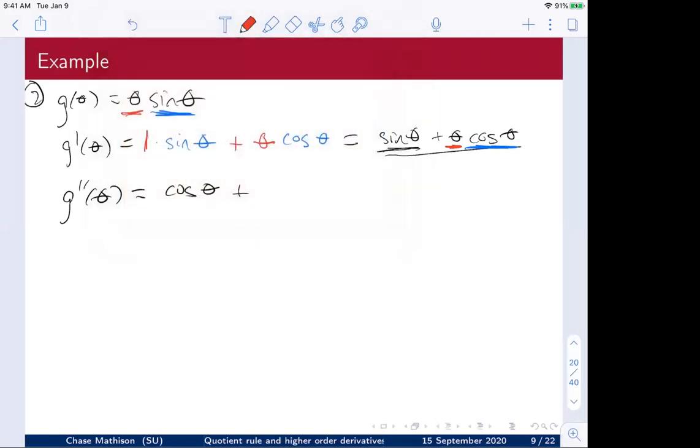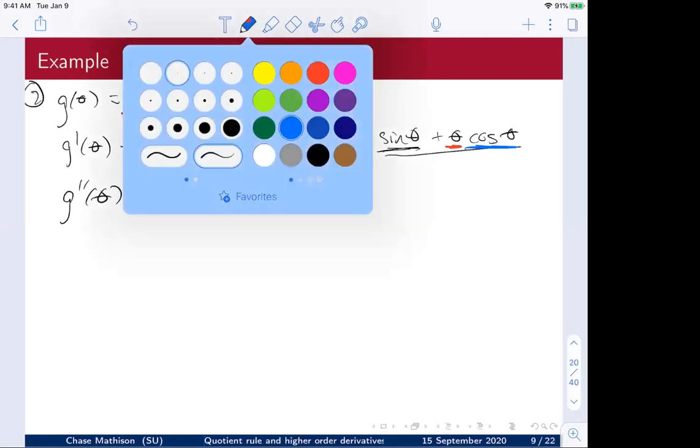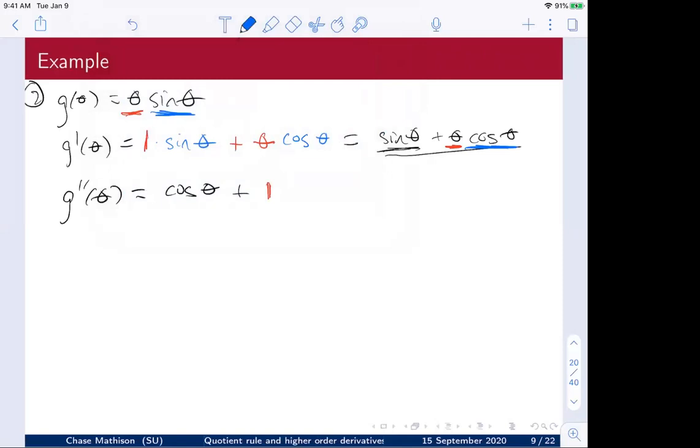Then product rule says take the derivative of the first function, the red function. So derivative of theta with respect to theta is just 1, right? 1. And then I'll leave the blue part alone. So 1 times cosine of theta.